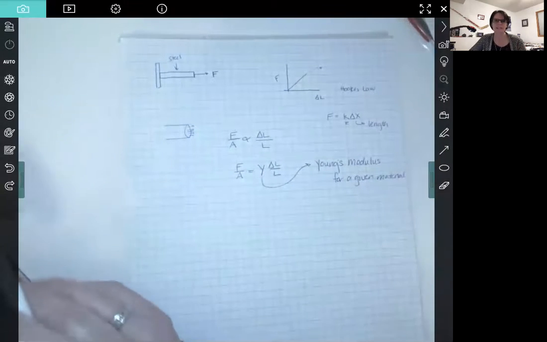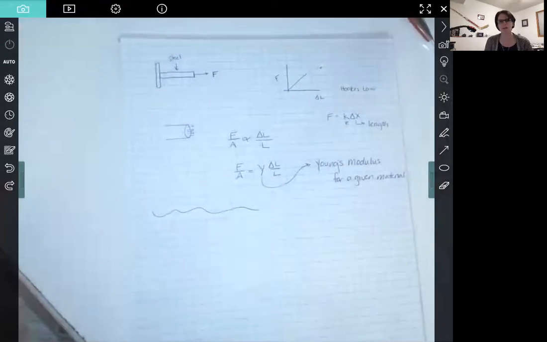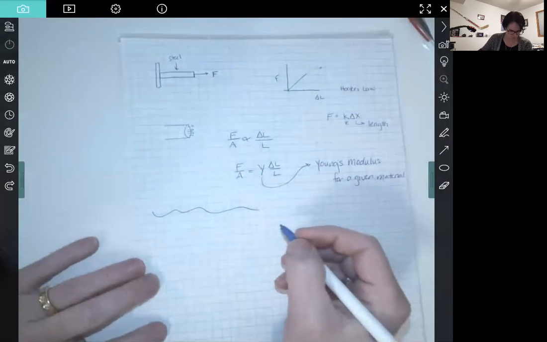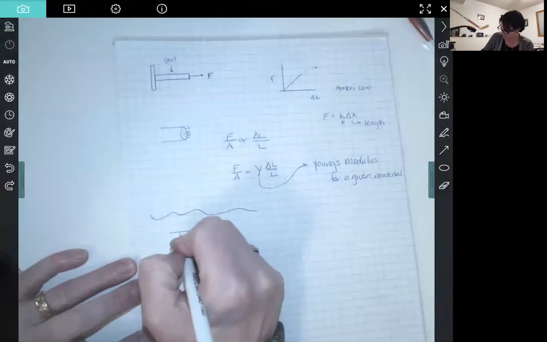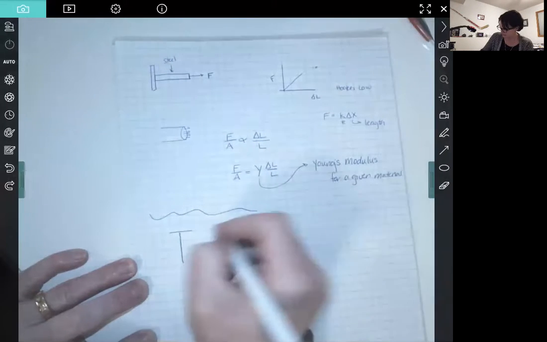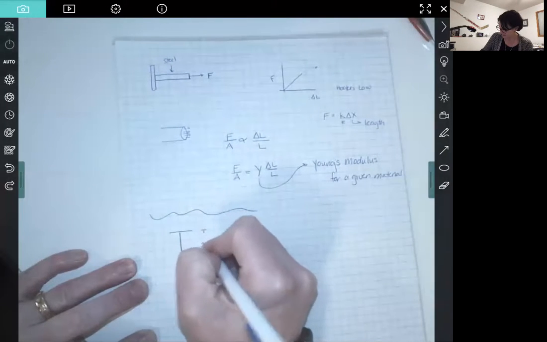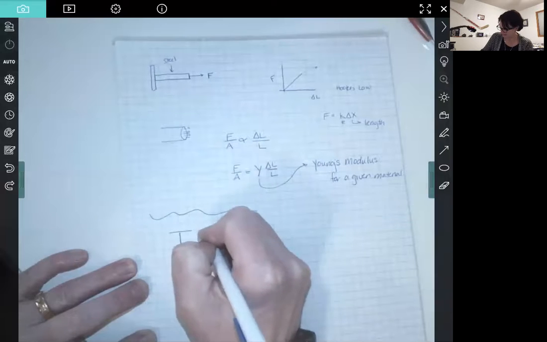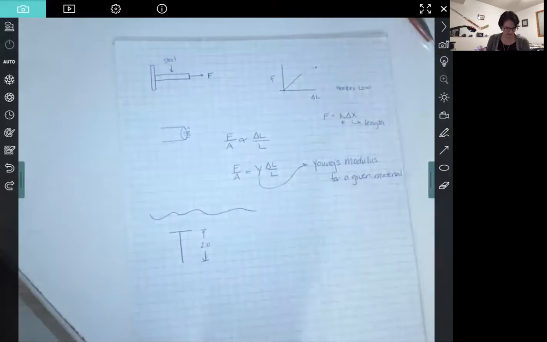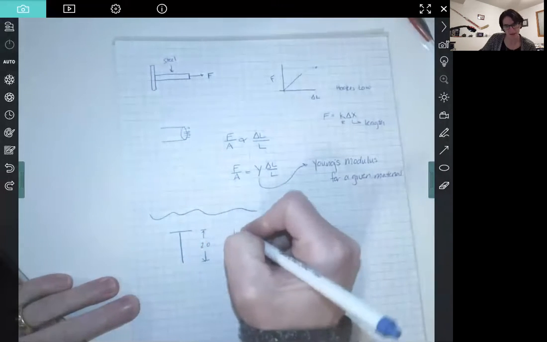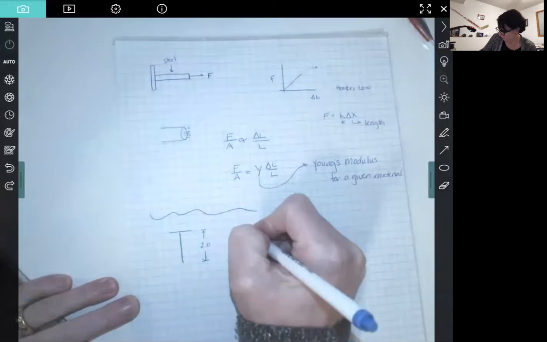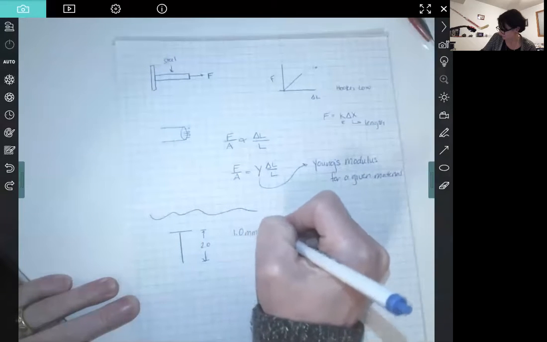So let's use an example on how we might utilize this idea. I want you to imagine that you have a 2-meter long wire suspended from the ceiling. Okay, so here's my 2-meter long wire suspended from the ceiling. And this wire has a diameter of 1 millimeter. I'm going to look at my notes on my lap here. So a 1 millimeter diameter wire.